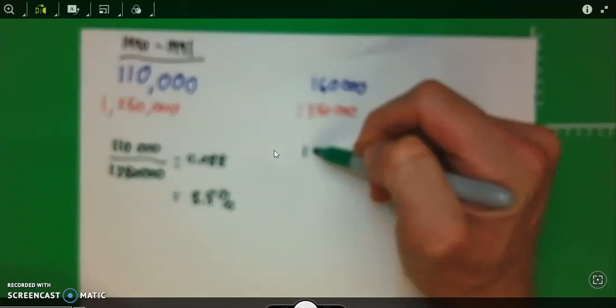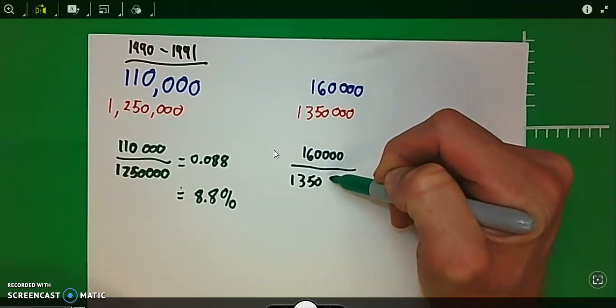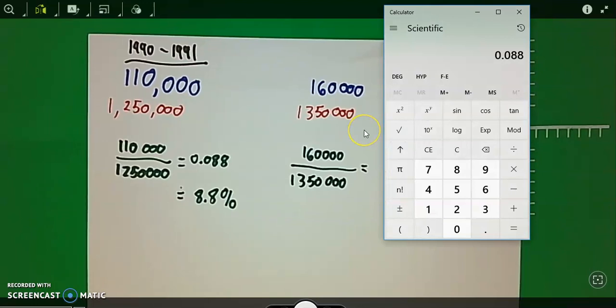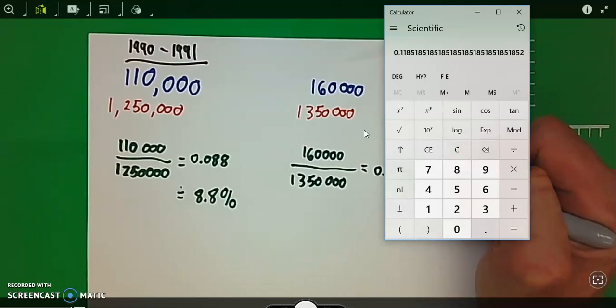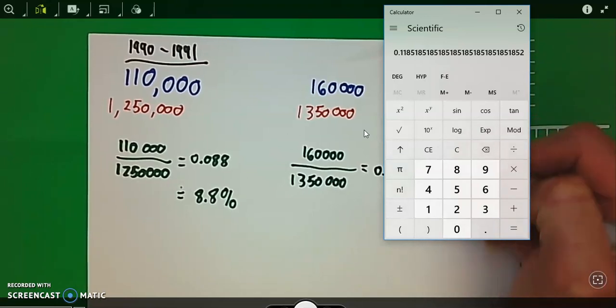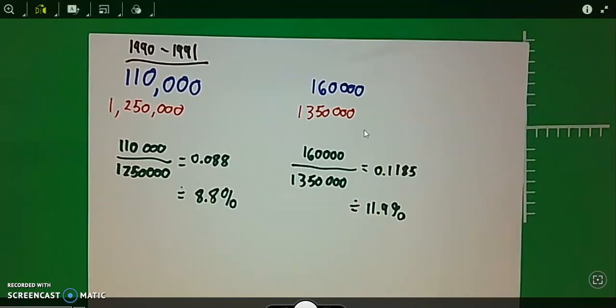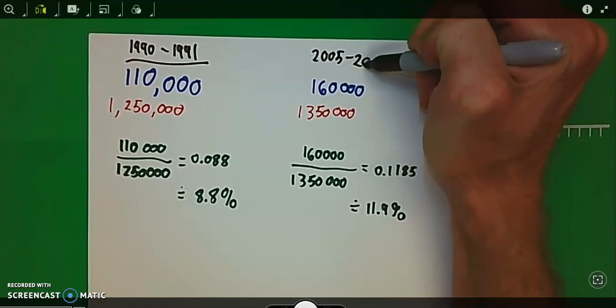1,350,000. Now let's figure out the proportion of students that are enrolled in college. We take the number who are in college and we divide it by the total population. This will tell us the proportion as a decimal. So let's figure that out. 160,000 divided by 1,350,000 equals 0.1185, which is approximately 11.9% of the total population. So that was for the 2005-2006 year.